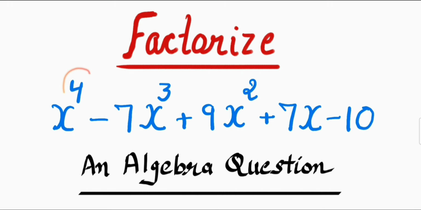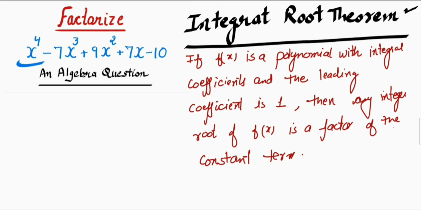As the power of this polynomial is 4, there will be 4 factors for this polynomial. We can factorize this polynomial by using the integral root theorem. It says if f(x) is a polynomial with integral coefficients and the leading coefficient is 1, then any integer root of f(x) is a factor of the constant term. Here the leading coefficient for this polynomial is equal to 1.